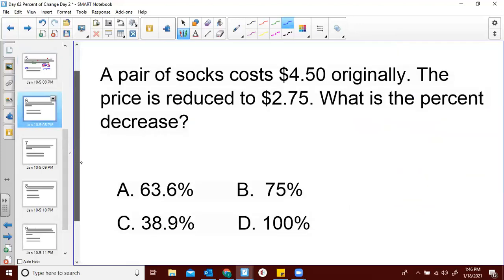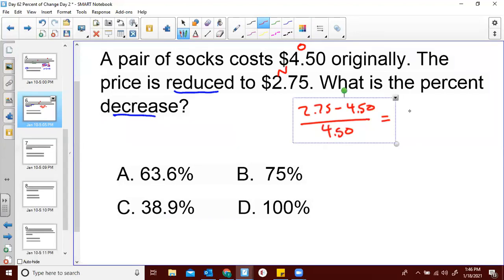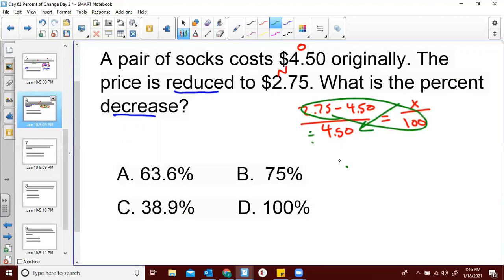All right, number 6, a pair of socks cost $450 originally. The price was reduced. Now we're talking about something being reduced to $275. What's the percent of decrease? Again, we're looking for a negative number. So we started at $450. That's our old number, and it was reduced to $275. Remember, it's new minus old divided by old, and that's going to equal our X over 100. All right, you guys are great with this. So just cross multiply, divide by X's partner, and you'll see that X is going to equal negative 38.9%.